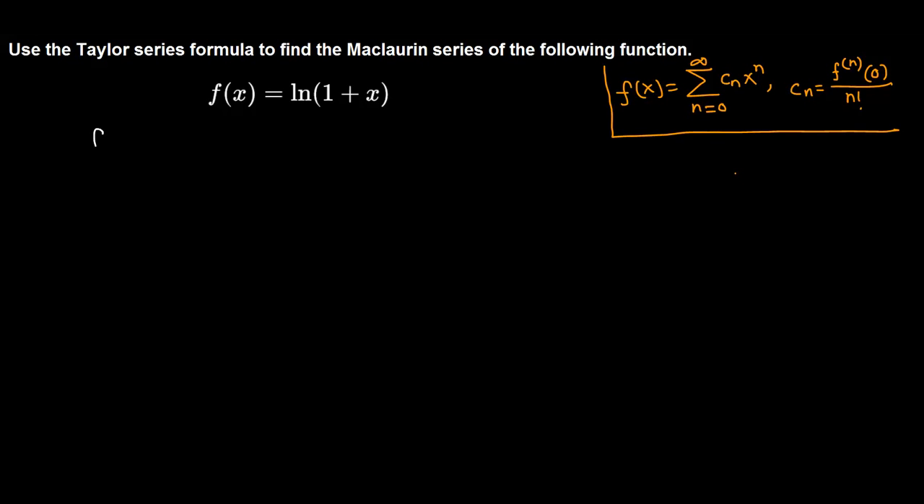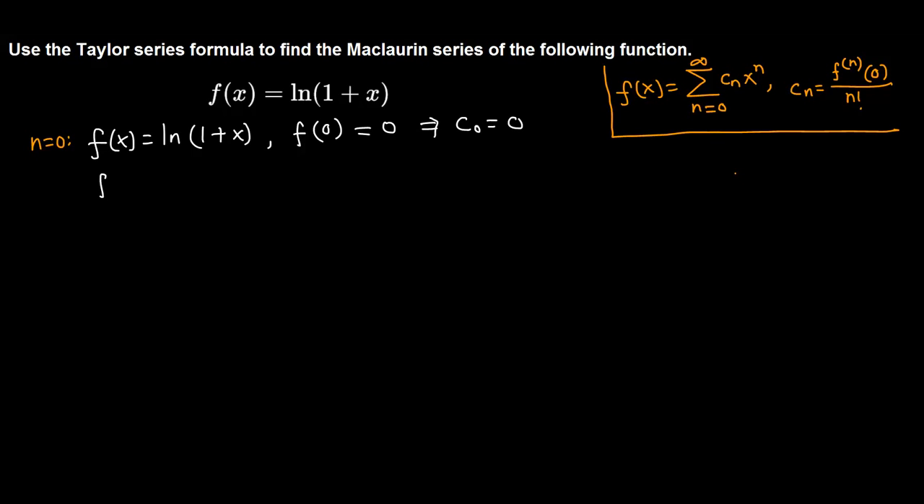So first, our function is given: natural log of 1 plus x. We need to evaluate this function at 0, which is the center, because Maclaurin series means center 0. That is natural log of 1 plus 0, just 1, and natural log of 1 is 0. That is related to n equals 0. Then from this we can get the very first constant c0, which is f(0) over 0 factorial, which is 1, so 0 over 1, just 0.